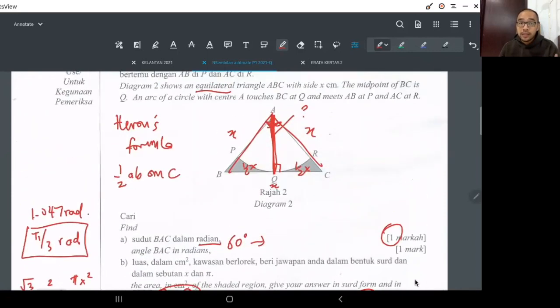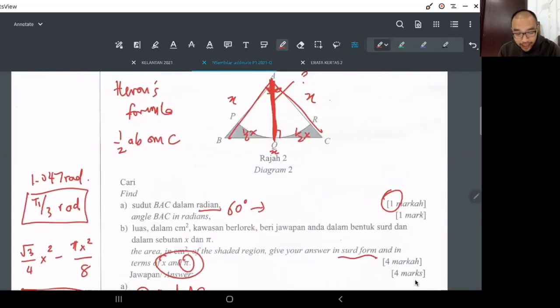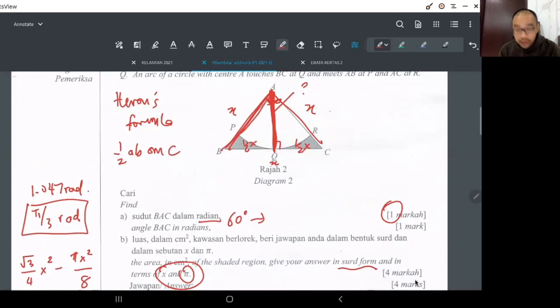Then area of sector, again the radius is the height. That's why I said finding this height is very important. Remember the radius is the height of the triangle, not A to B. This is not the radius. I would probably guess that some of you would have just immediately substituted the radius as x. Wrong, remember the radius is only from A to P, not A to B. So be very careful with that.